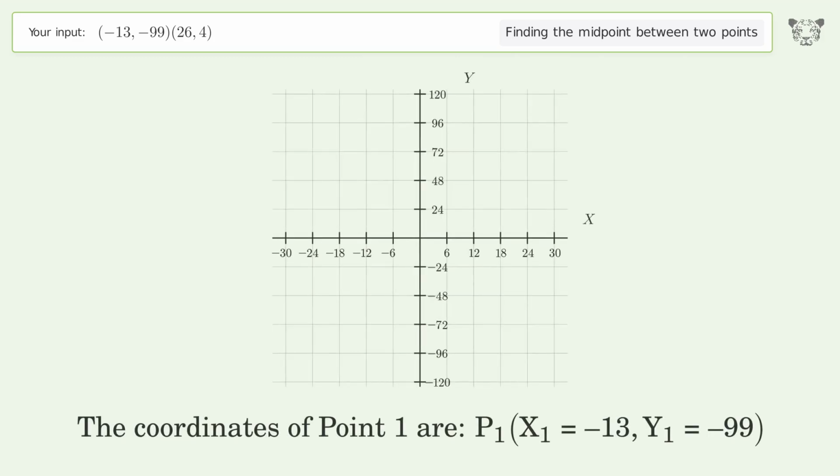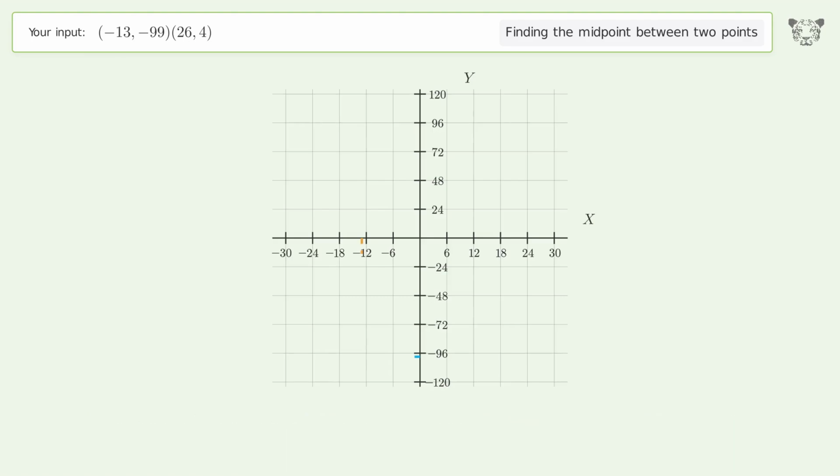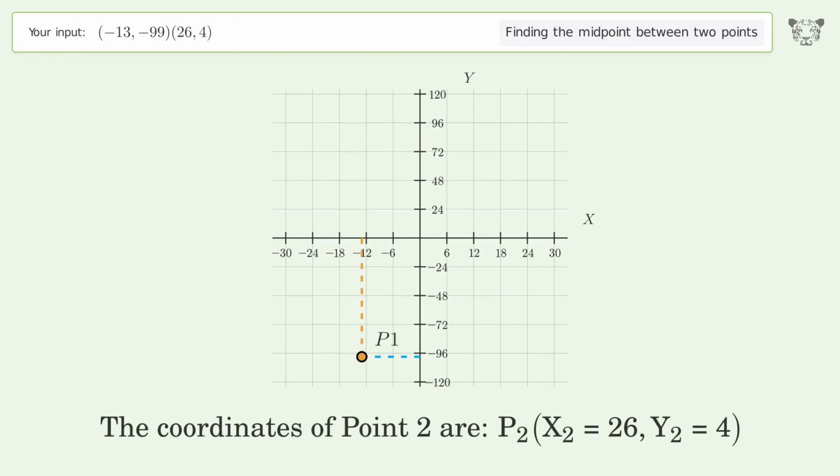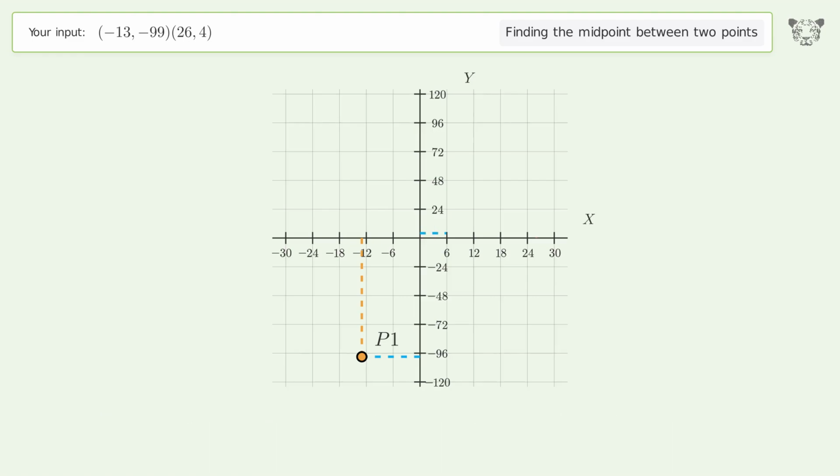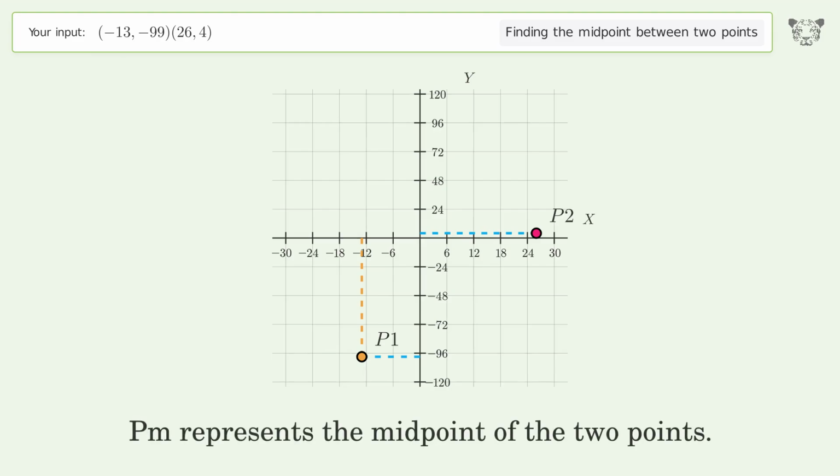The coordinates of point 1 are, x1 equals negative 13, y1 equals negative 99. The coordinates of point 2 are, x2 equals 26, y2 equals 4. PM represents the midpoint of the 2 points.